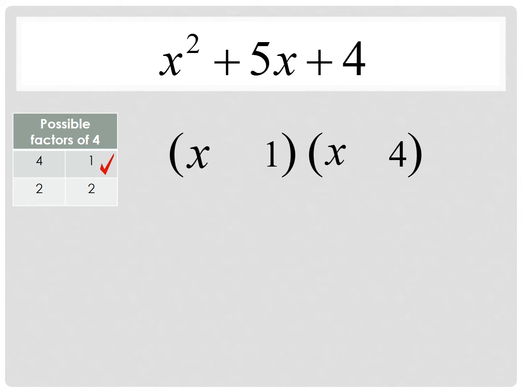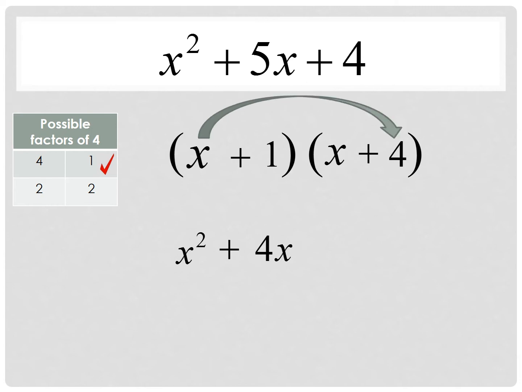Now we simply need to determine which types of integers we need to go with in order to generate 5 from the numbers 4 and 1. The only possible way we can generate 5 from 4 and 1 is a positive 1 and a positive 4. Therefore, our solution for identifying two factors that can be multiplied to make up x squared plus 5x plus 4 could be the factors x plus 1 times x plus 4.